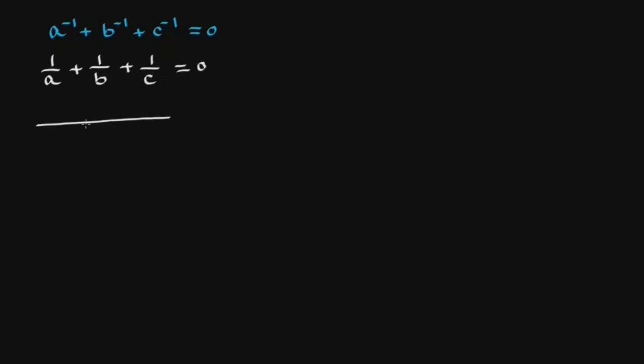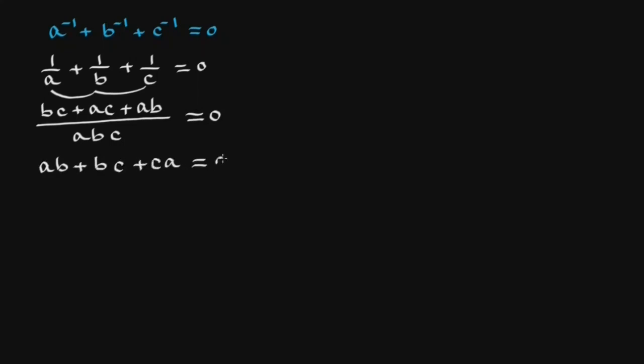Now from a raised to minus 1 plus etc., we write 1 upon a plus 1 upon b plus 1 upon c equals 0. We first write the LCM of a, b and c, abc. Now abc upon a is bc, bc into 1 is bc, etc., plus ac plus ab equals 0. By cross multiplication we get ab plus bc plus ca equals 0.